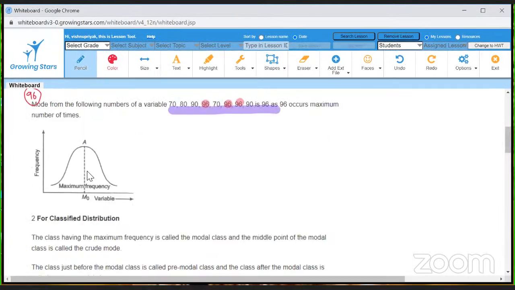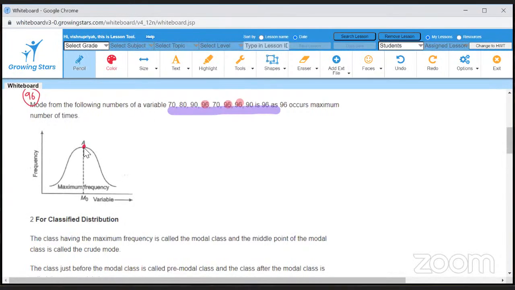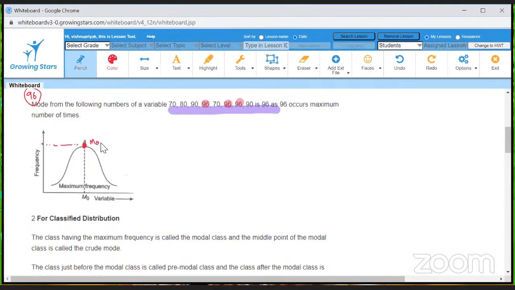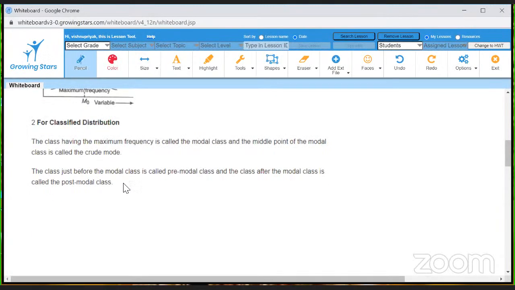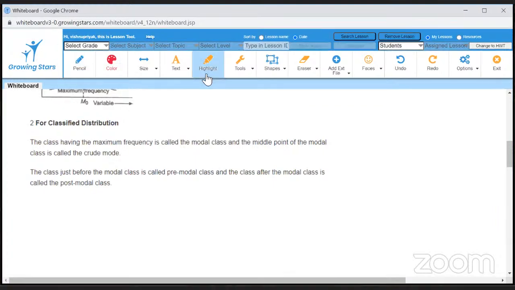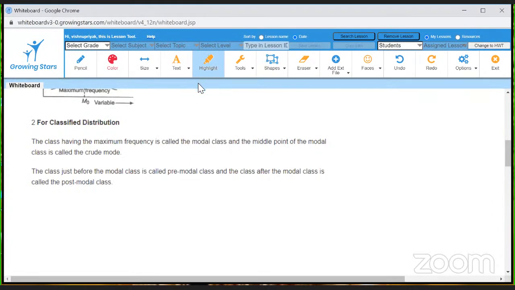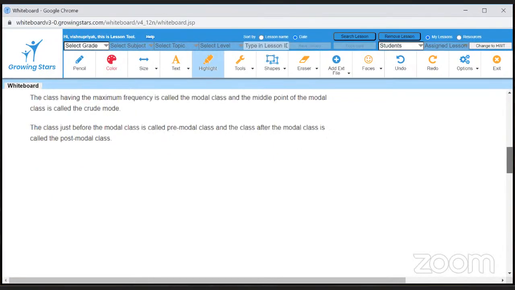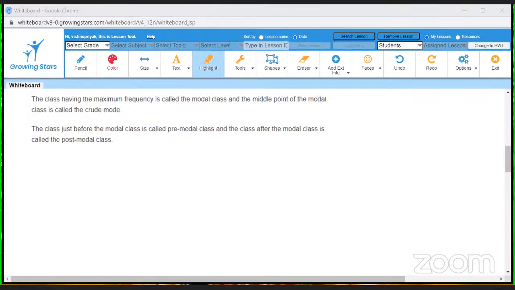When you draw the curve, when you draw the graph, the maximum frequency, the highest frequency, that will be the mode. Now, when you have classes, how to find mode? For classes, for groups, how will you find the mode? That I'm writing here.